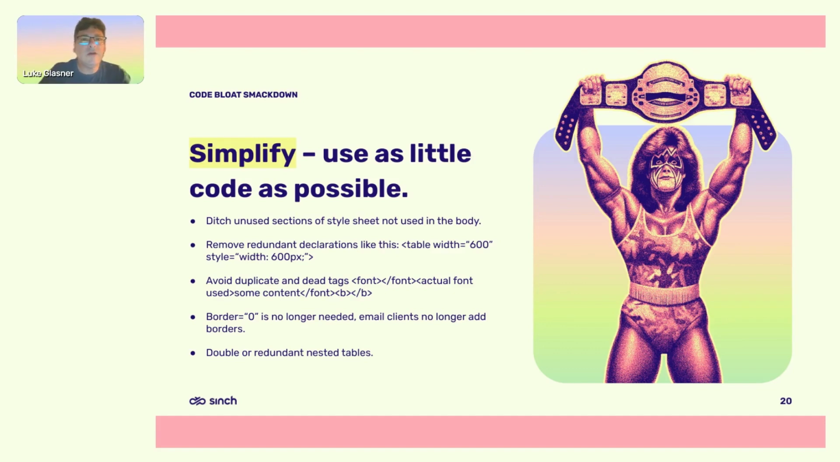Another thing that you can do to reduce code is reduce redundant declarations, right? So, hey, if we already have the table width stated as a style, we probably don't need it as the width within the table. I know some people will talk about Outlook there, but most modern versions of Outlook, anything from like 2016 on, will read the style one as long as it's inline.